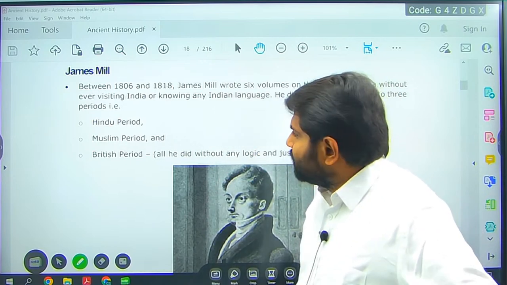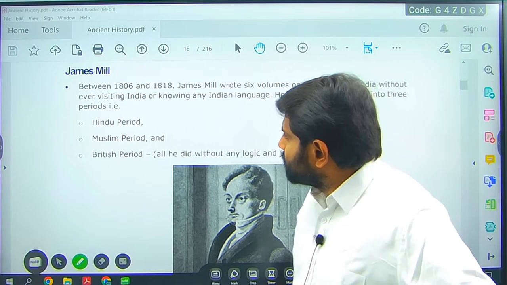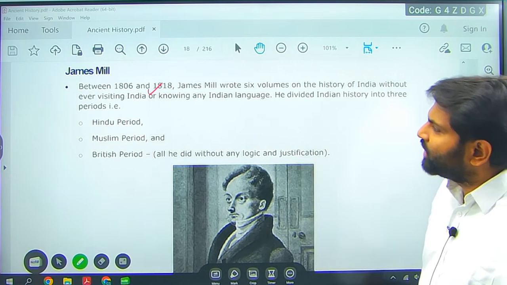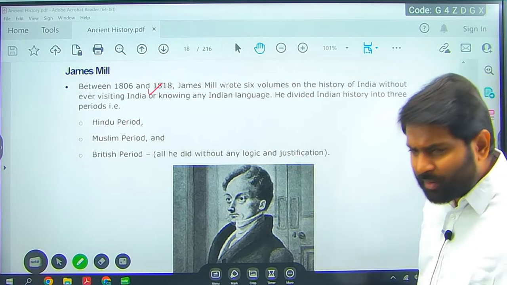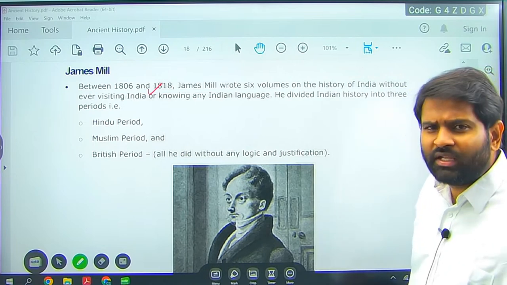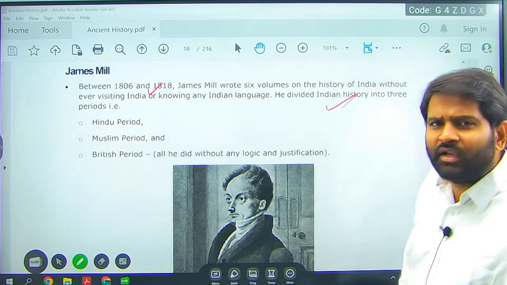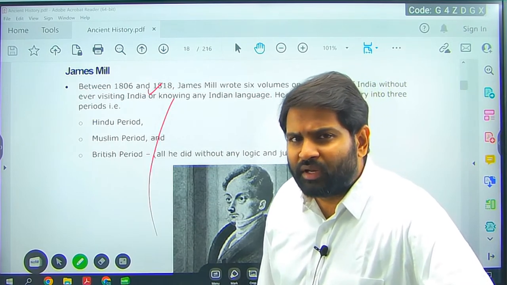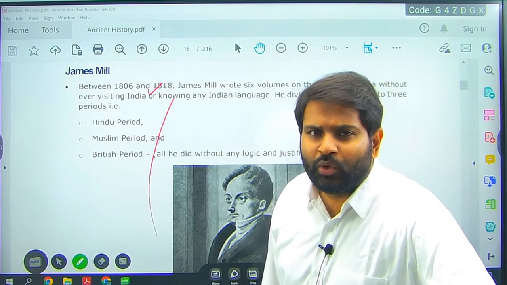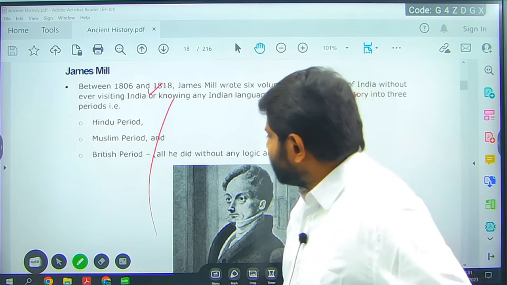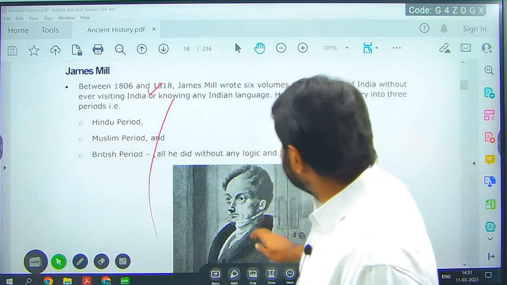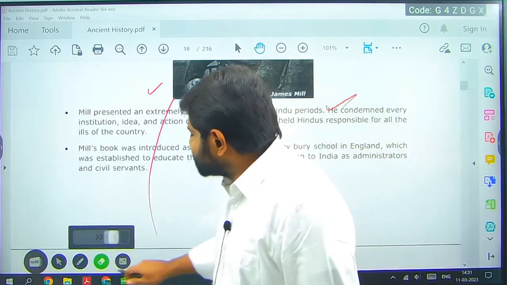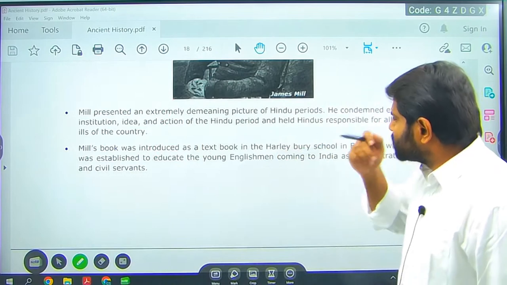James Mill, father of John Stuart Mill. From 1806 to 1818, James Mill wrote six volumes of history about India without ever visiting India. He never came to India. He never learnt any Indian language, but he divided Indian history into three periods: Hindu period, Muslim period, and British period. No historian accepts it. This is one of the foolish categorizations available about Indian history, without any logic and justification. Mill presented an extremely demeaning picture of the Hindu period.